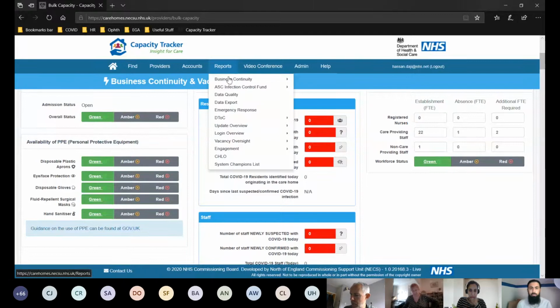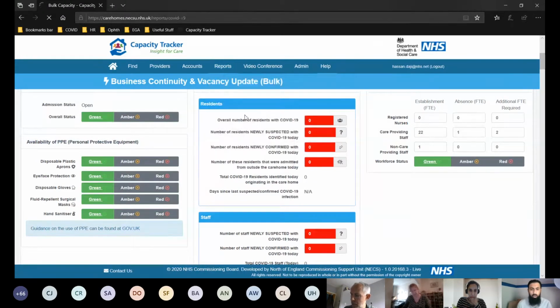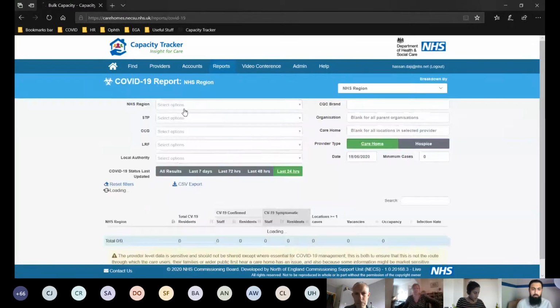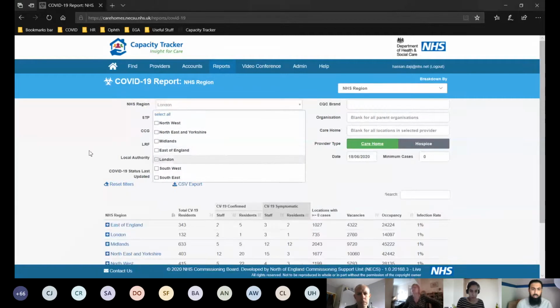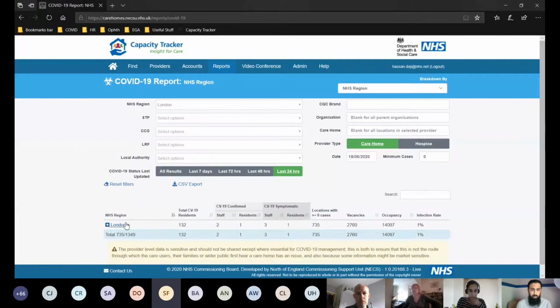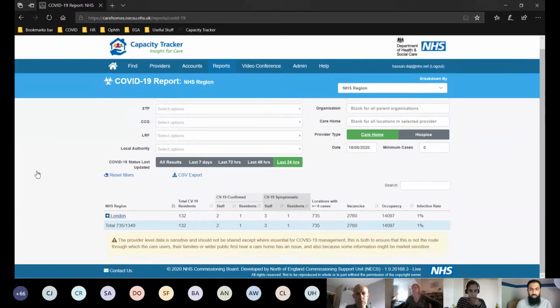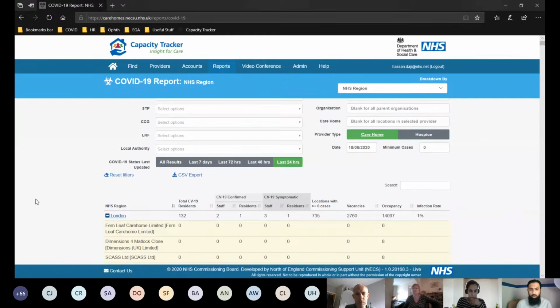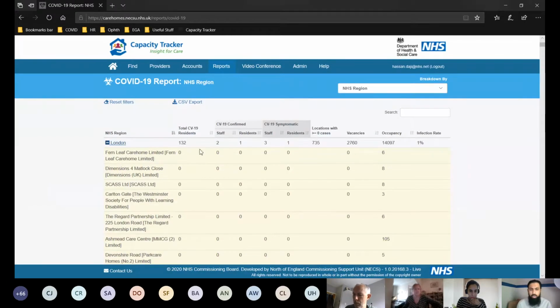So the report looks like this. It's all the questions there. Here we go. So the total COVID-19 resident count, you'll be able to see yours for your local area. Like I say, I can see quite a few. These are the total residents in London, on my screen, who currently are either suspected or confirmed to have COVID-19. It is quite self-explanatory in terms of symptomatic and confirmed staff and residents.